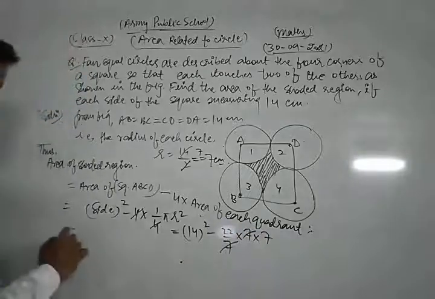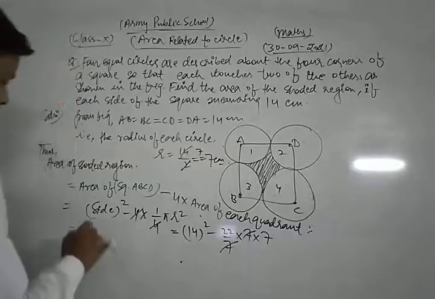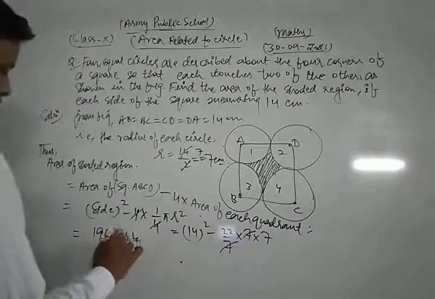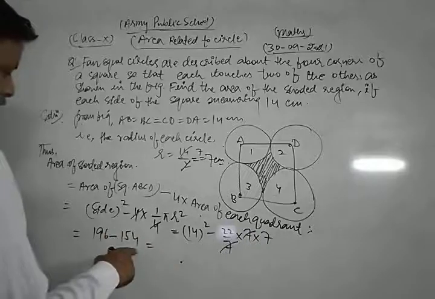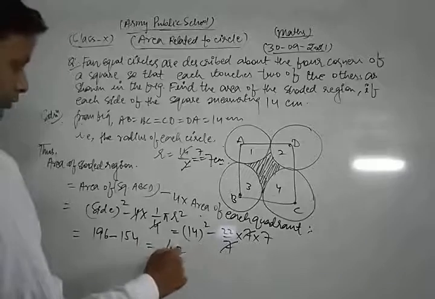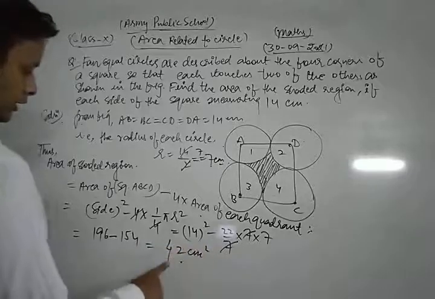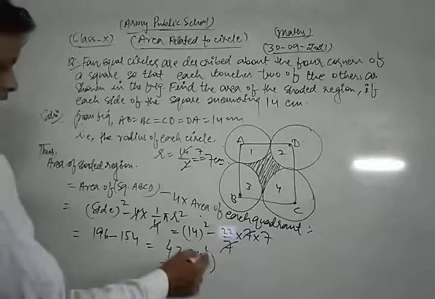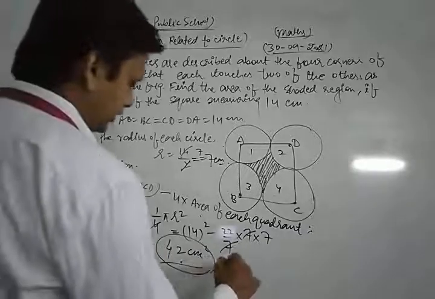Cancel to each other, so we get 14 square is 196 minus 7. So we get 6 minus 4, that is 2. 9 minus 4, that is 4. This is 42 centimeter square. In this way, the area of shaded region is given by 42 centimeter square.